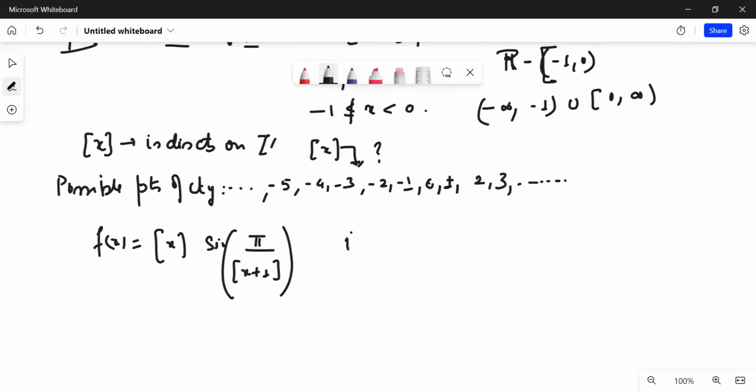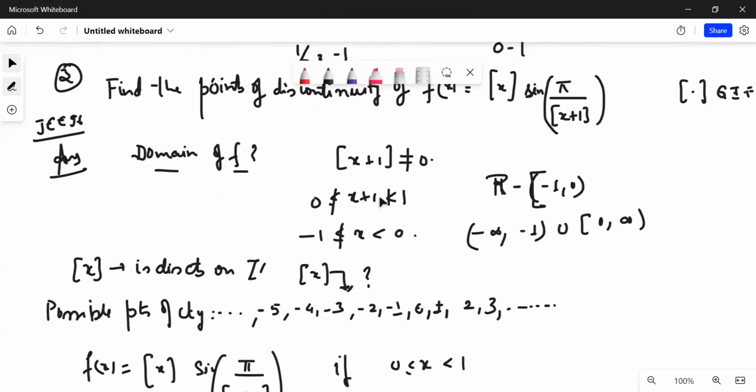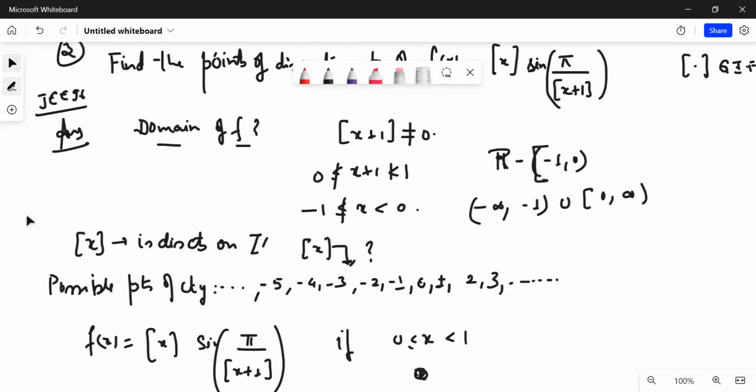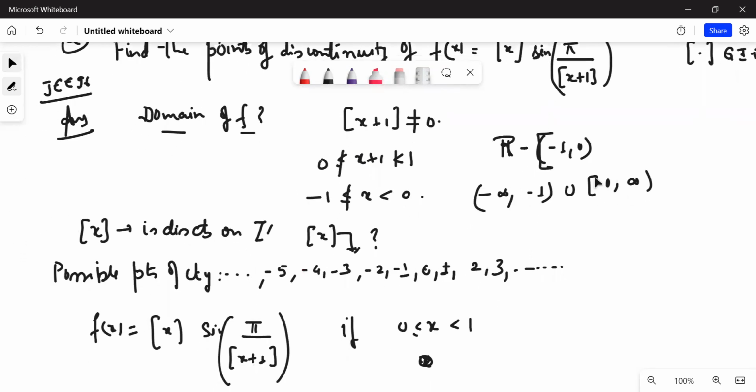So if x lies between 0 and 1 also, what will happen? X lies between 0 and 1. So this is what happened, right? Because if the greatest integer of x plus 1 is equal to 0, then things will go wrong. If it is equal to 0, that means x plus 1 should lie between -1 to 0. Now, if x lies between 0 and 1, you can see that eventually this particular function would be 0.